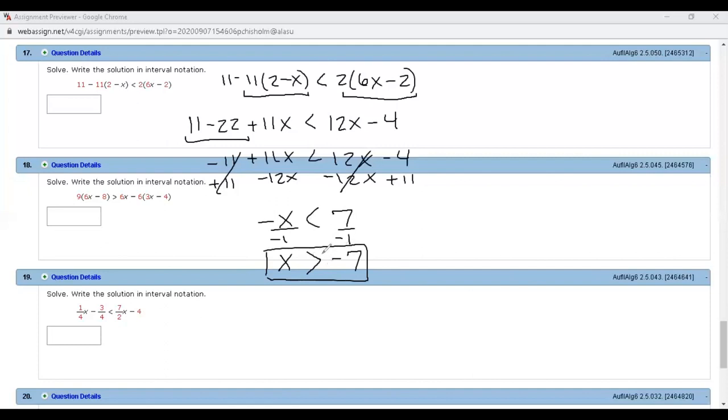Now they asked us to write it in interval notation. So remember, an easy way to do that is to graph it. We have -7 here in the middle, and it's going to go in this direction like that. So let's just color that in.